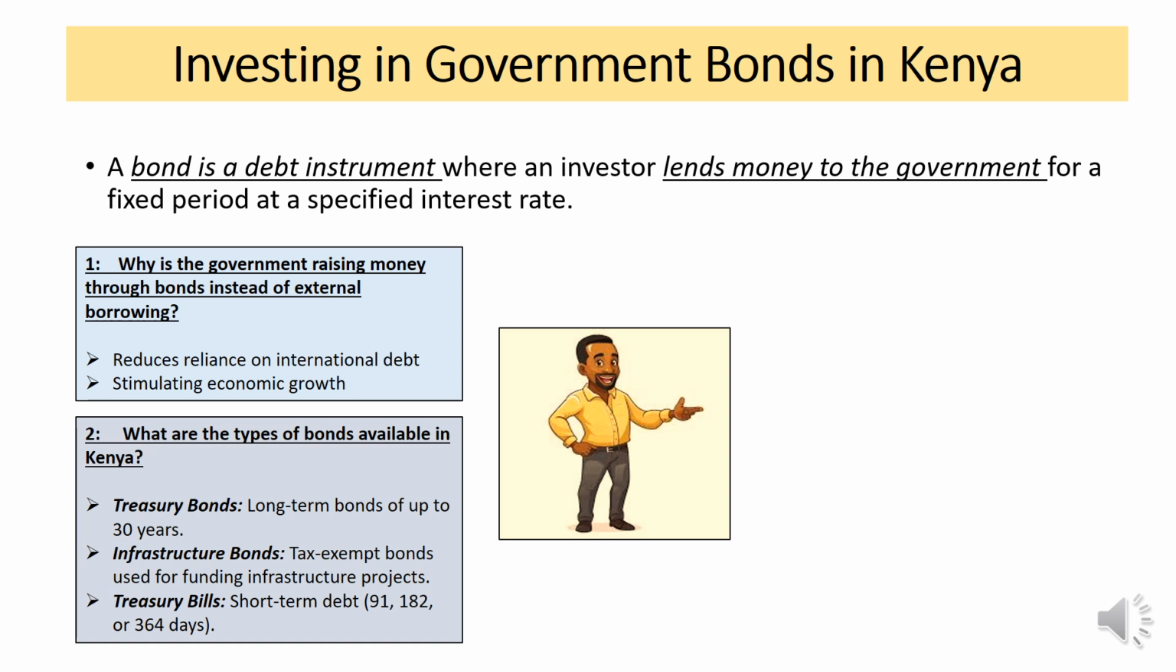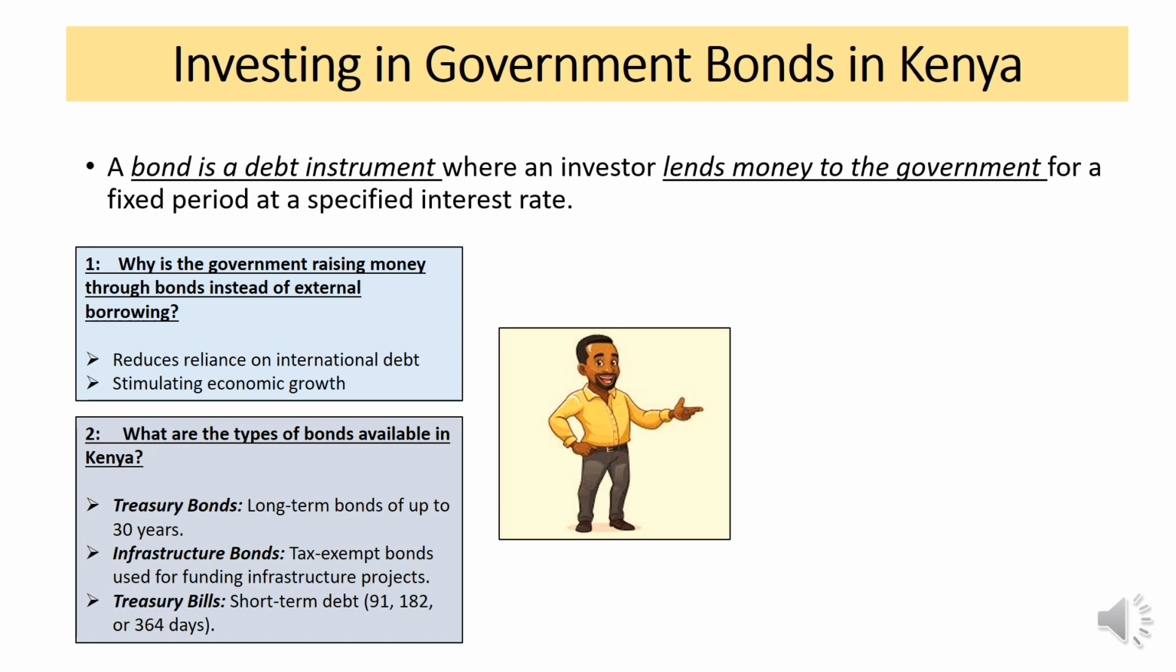Number one, treasury bonds. So treasury bonds are long-term bonds that can go up to 30 years. So you give the government your money and then you earn interest for a period of 30 years. Once you sign this contract, you agree to leave your money with the government. So you will be earning interest called coupons. And then at the end of 30 years, the money that you gave to the government will be returned to you. It is called redemption.